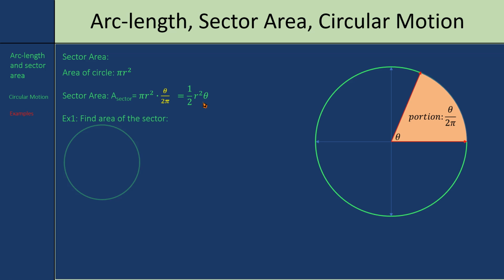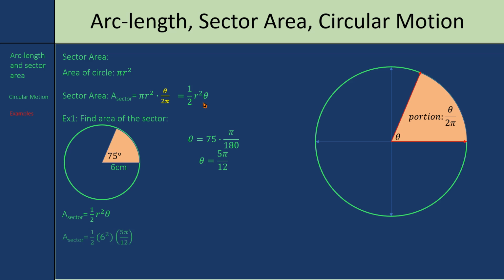So find the area of the sector. Here's a circle. We have that portion. The radius is 6. The angle is 75. To find the area, I just have to find 75 in radians. So there's the formula. Convert 75 to radians. I get 5 pi over 12.